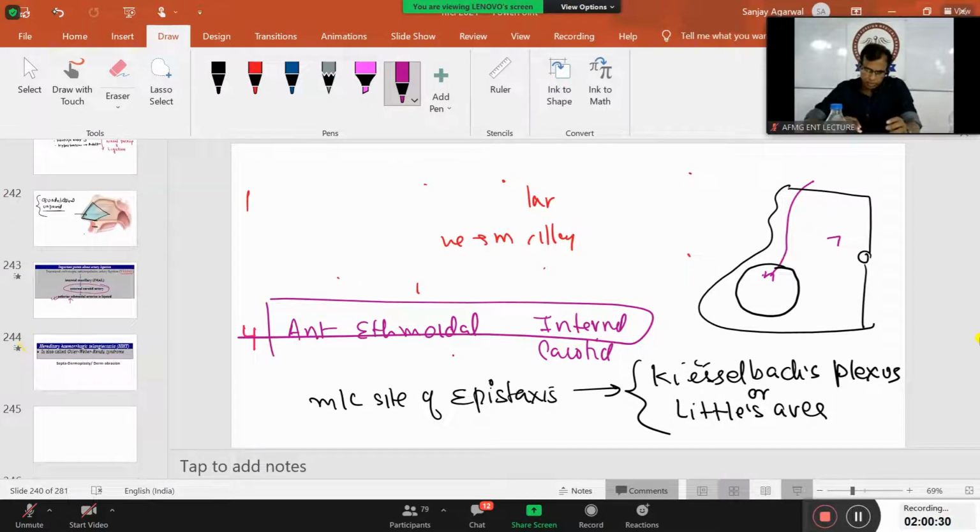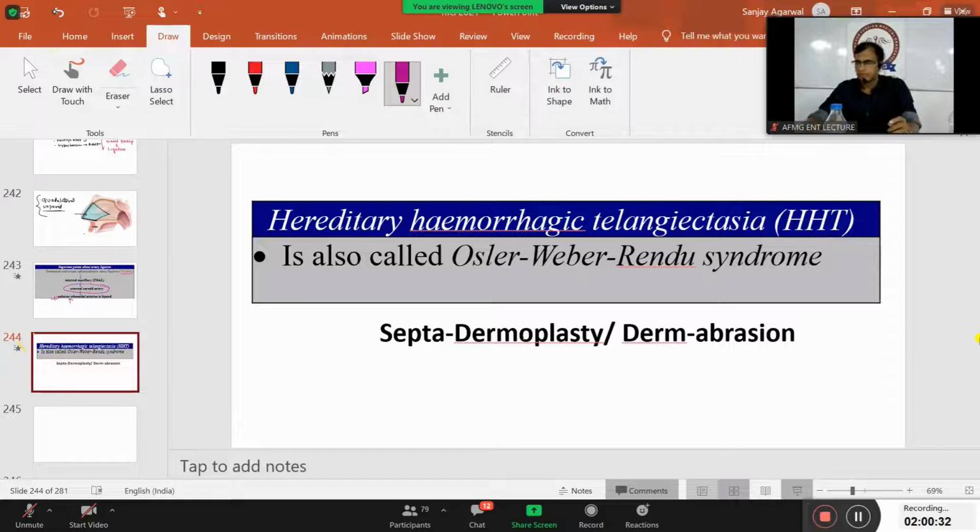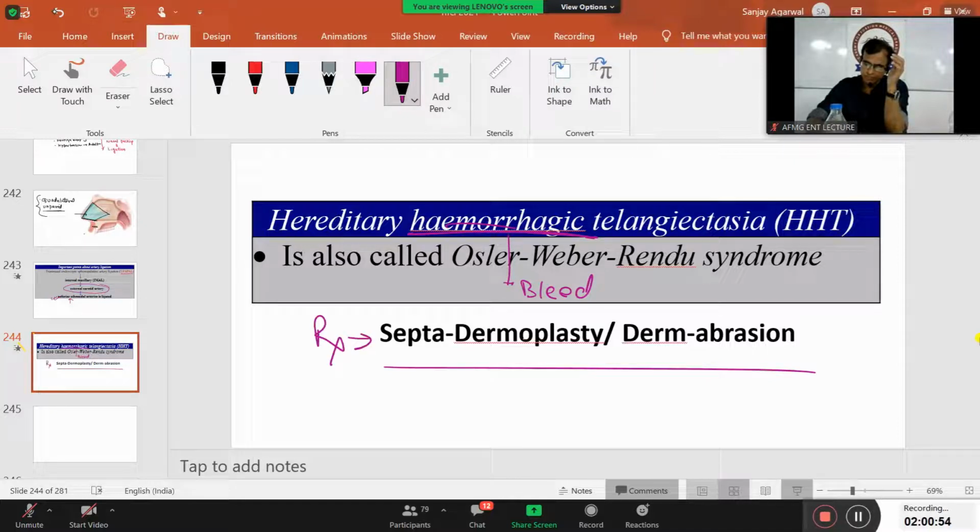And the last point about epistaxis is there is a disease called hereditary hemorrhagic telangiectasia. It is also called Osler-Weber-Rendu syndrome. What happens in this? Because this is a hemorrhagic disease, it can bleed. This is the treatment: septal dermoplasty or dermabrasion. This is another MCQ.